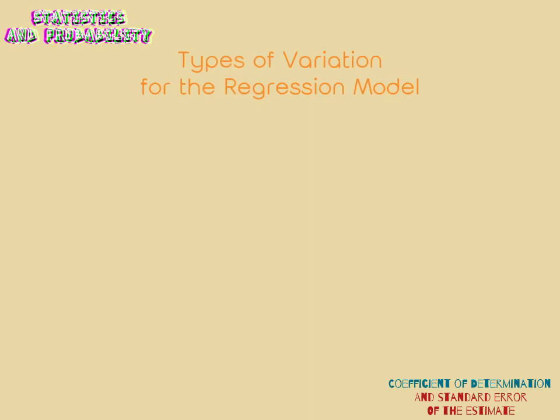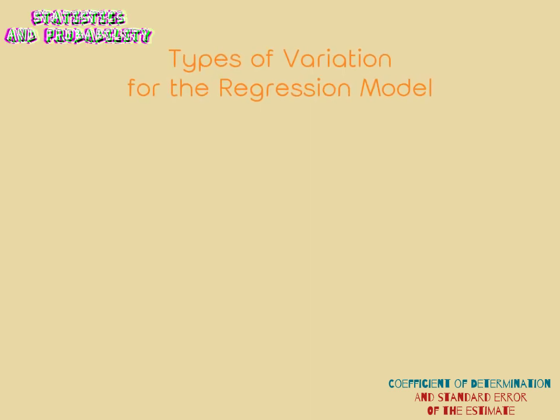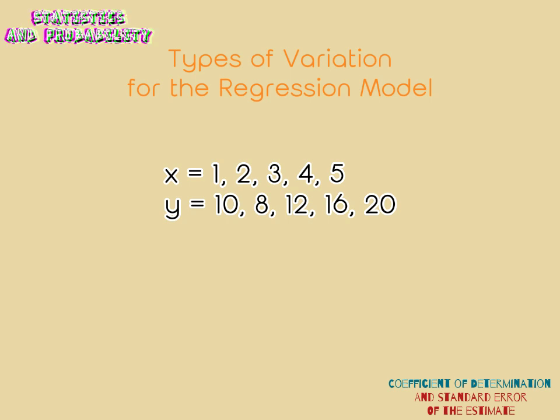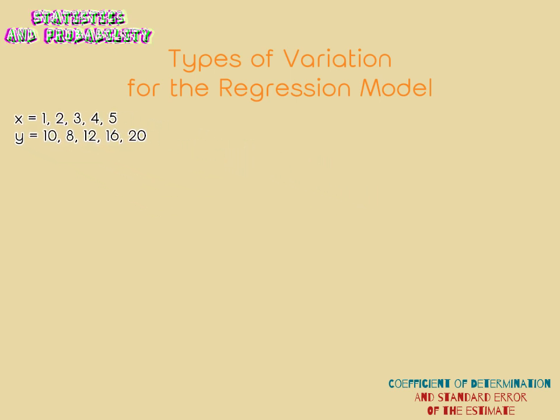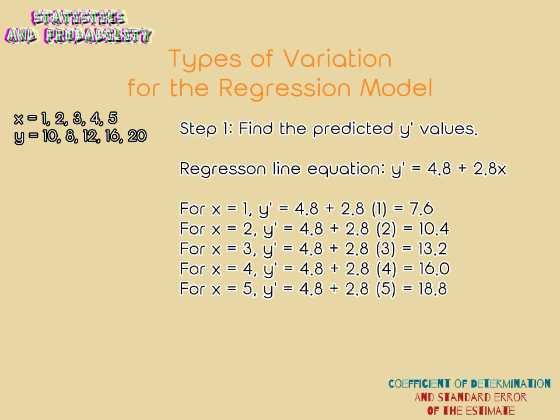Now, let us talk about the types of variation for the regression model. Example: consider the following hypothetical regression model. We have our x values 1, 2, 3, 4, and 5, and our y values, which are 10, 8, 12, 16, and 20. The procedure for finding the three types of variation is as follows. Step 1 is to find the predicted y values. For us to get the y prime values, we have our regression equation y prime equals 4.8 plus 2.8x. We're just going to substitute our x values into our regression equation.